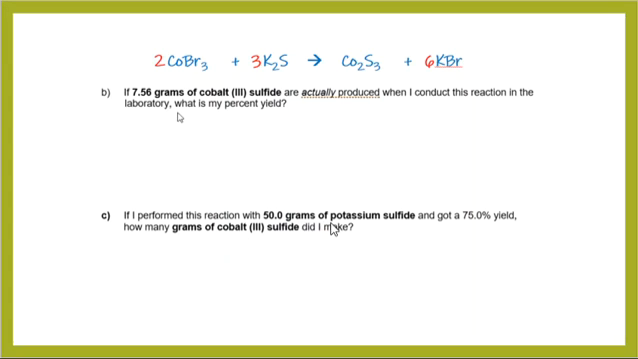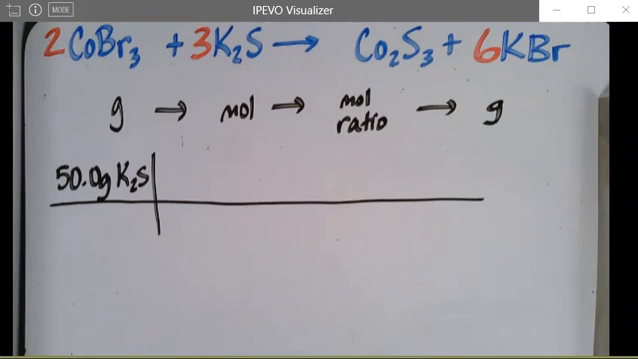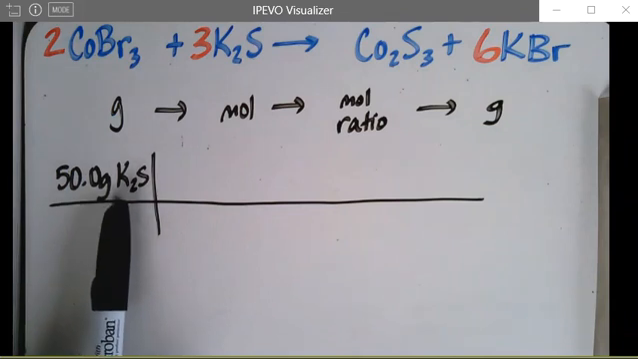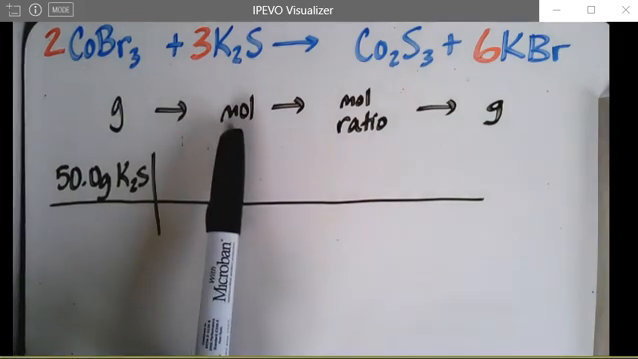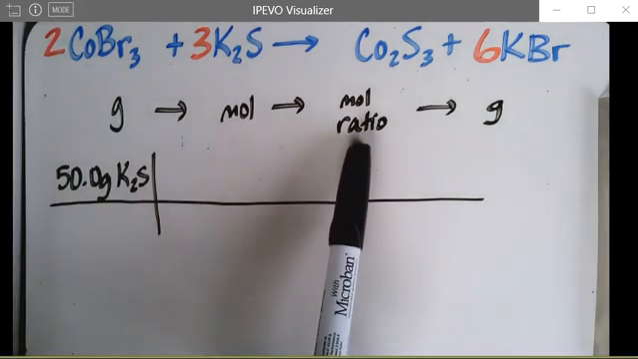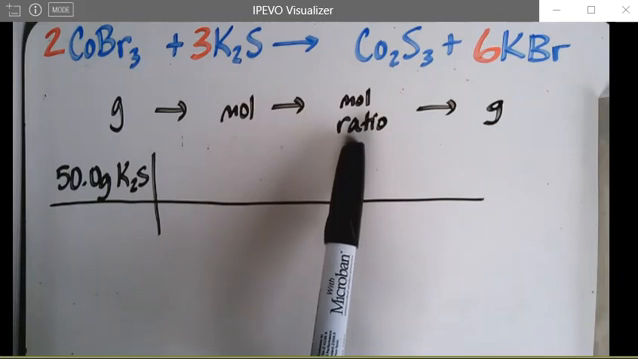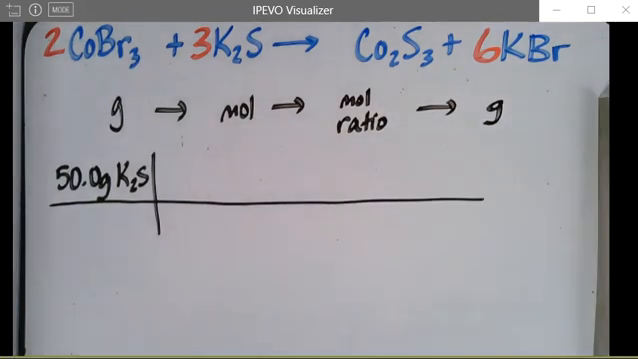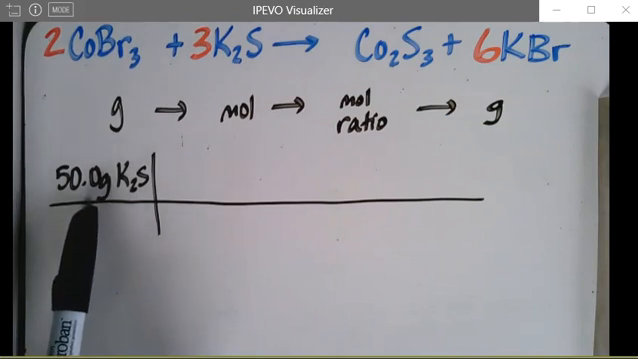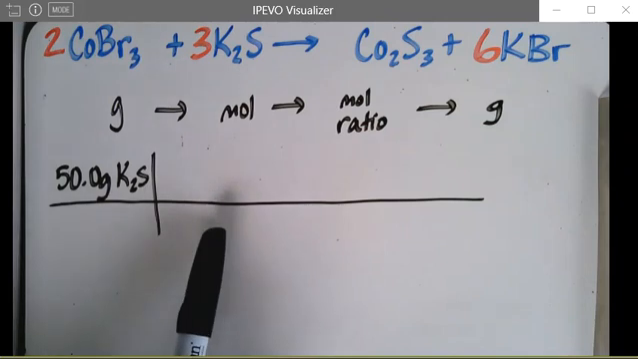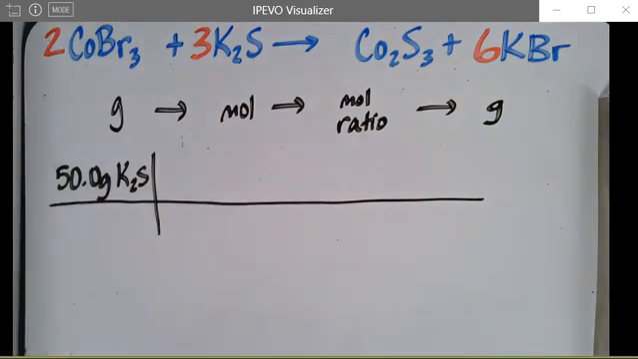Okay, let's set up our stoichiometry. Similar to in part A, where we were given mass of the first reactant, in part C we're also given a mass. So we need to convert mass to moles, and then using the mole ratio, convert to the desired product, and then finally, because we're looking for mass again, convert to grams. So here I've written out the given reactant, 50 grams of potassium sulfide. Now we're going to set up our mole conversion. So go ahead and pause the video to do that.